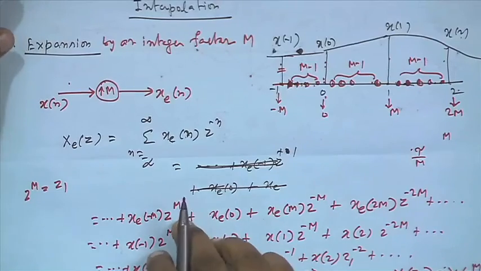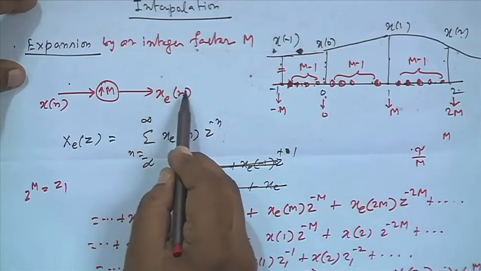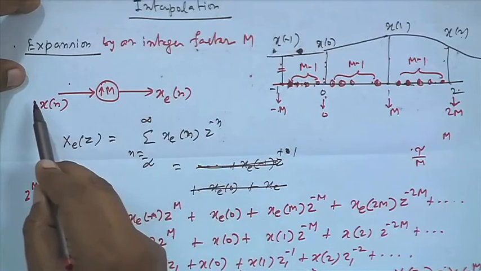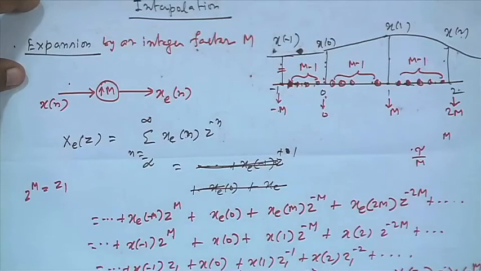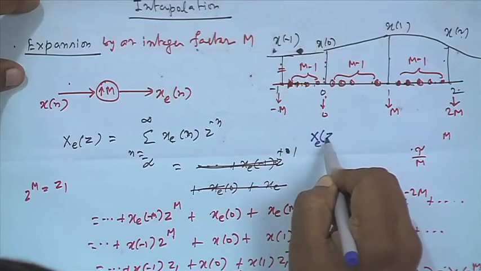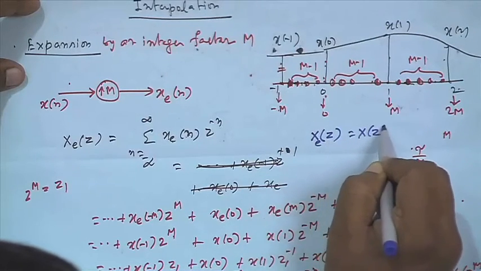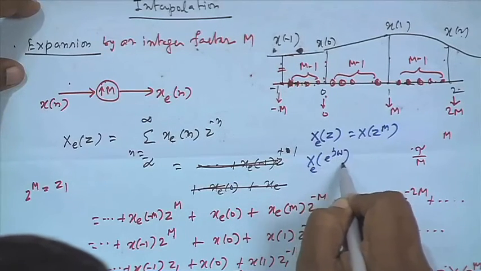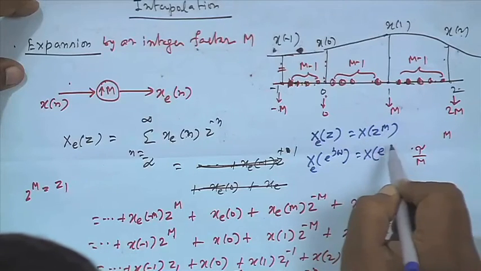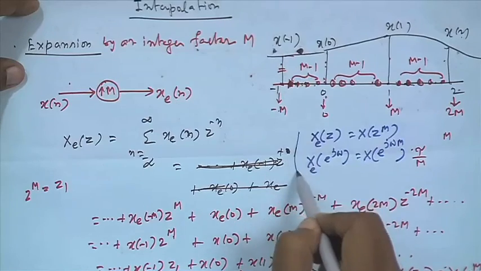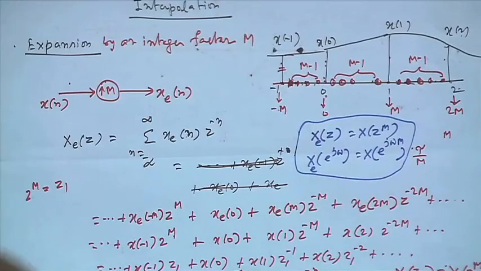All right. So, what I get is just the Z transform of the expanded sequence, capital X_E of Z, is the same as capital X of Z to the power m. So, these relations: X_E of Z is original X of Z to the power m, and therefore, the DTFT, if Z is e to the power j omega, will be capital X of e to the power j omega m. All right. Remember this, I will not come back to it again.